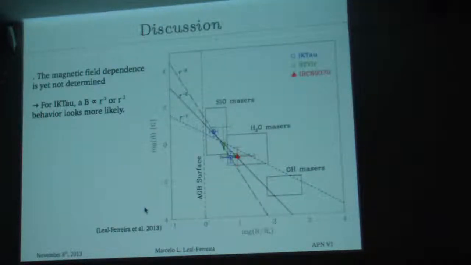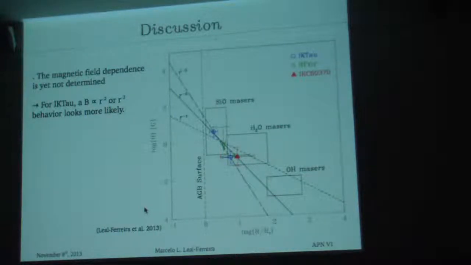So some discussion on these results is the shape of the magnetic field. In the ideal case, we need for one given source to measure the magnetic field strength in different positions from the star. So that means using different maser species. But we don't have one object that we have measurements in all the regions: the SiO, OH, and water masers. But we are still doing this process.